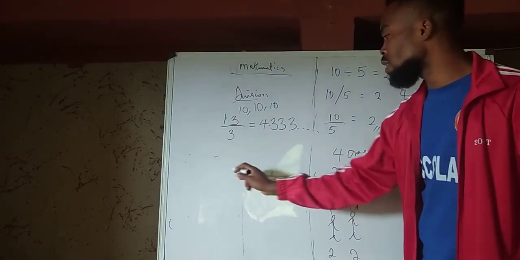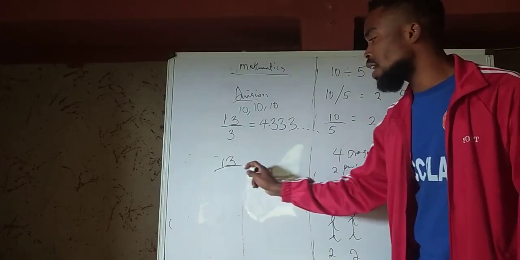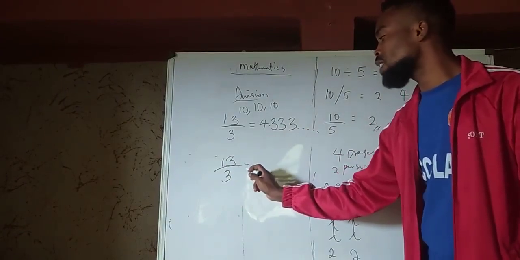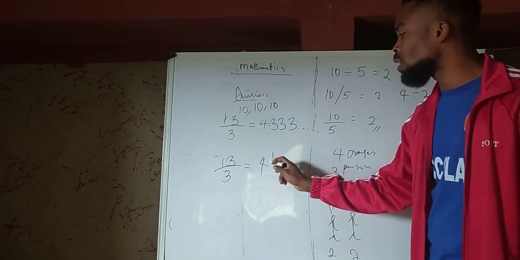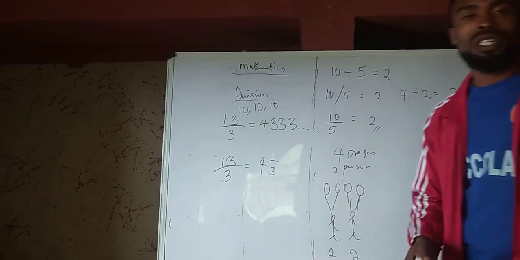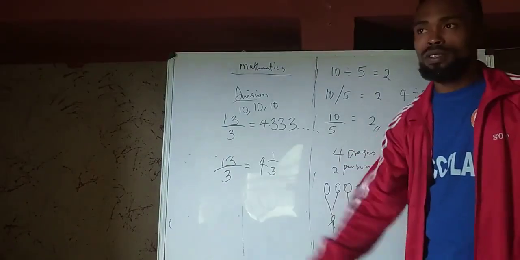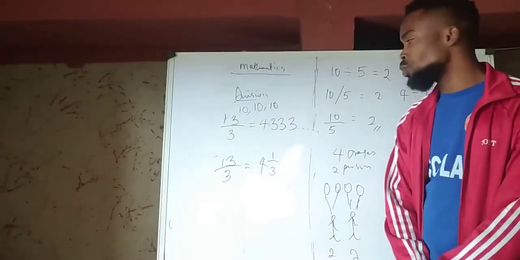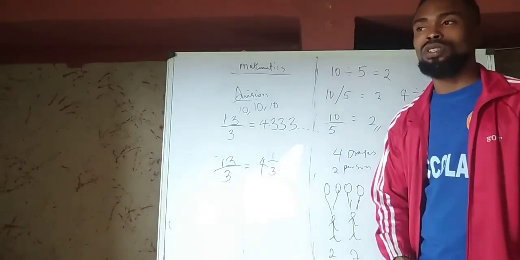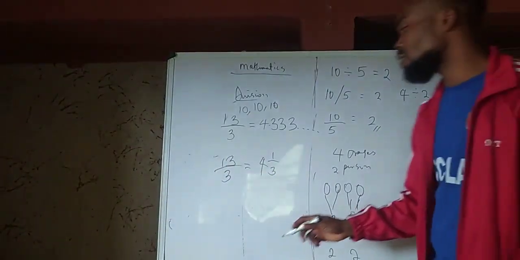Or otherwise, you can choose to write this answer as 13 divided by 3, which is simply 4 whole number 1/3. Okay, so you see, these are just some little ways of doing some division. Okay, now let's look at something bigger.